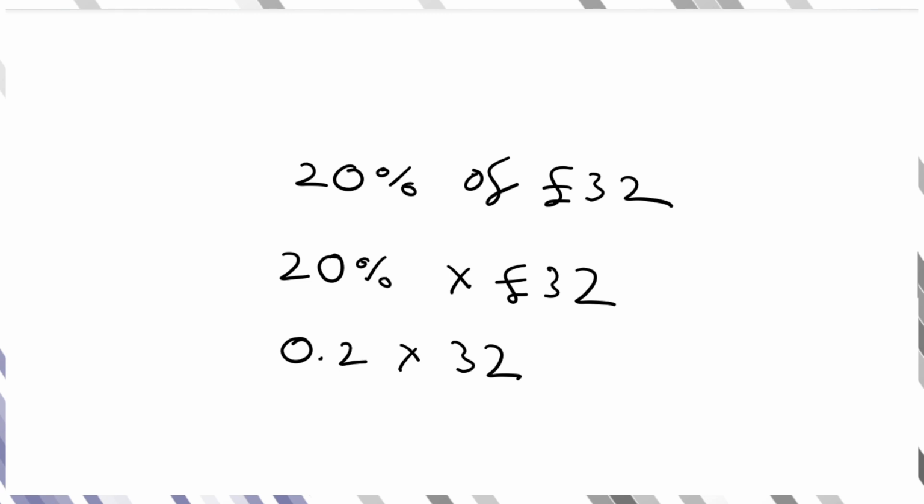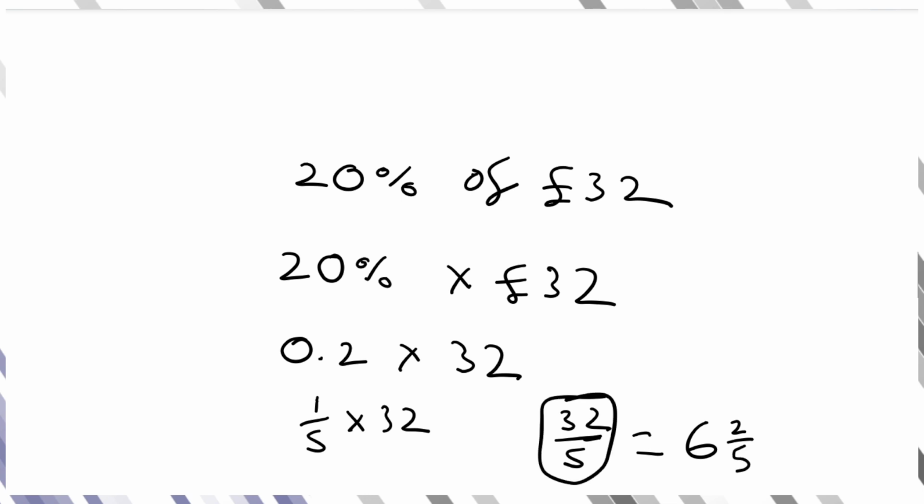So 0.2 as a fraction is 1 over 5. 1 over 5 times 32, well, we can write that as a fraction. We can put 32 over 5. And that's as simplified as that fraction goes. From there, we could actually work out 32 divided by 5. So 5, 10, 15, 20, 25, 30, it goes 6 times, and there's 2/5 left over if we change it to a mixed number, because remember, that's an improper fraction.